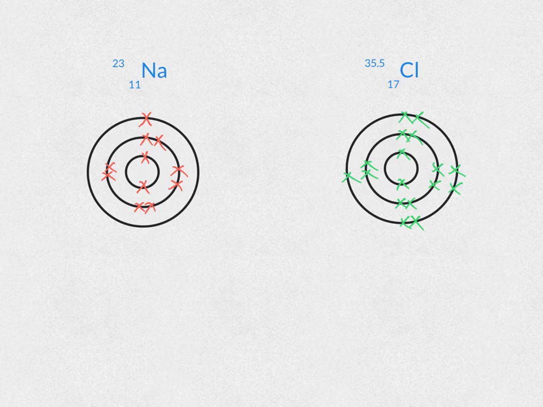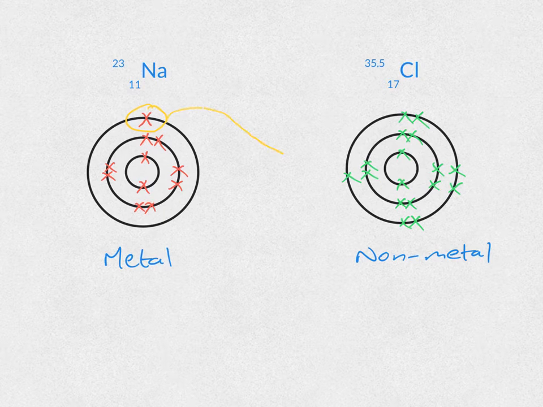Now, in this particular case, because we are dealing with a metal atom and a non-metal atom, we have a situation where sodium will lose its outer electron to the chlorine atom. And so what happens is that when sodium and chlorine react, this outer electron in sodium is transferred to the chlorine atom. This type of reaction where electrons are transferred from a metal atom to a non-metal atom is what we call a redox reaction.